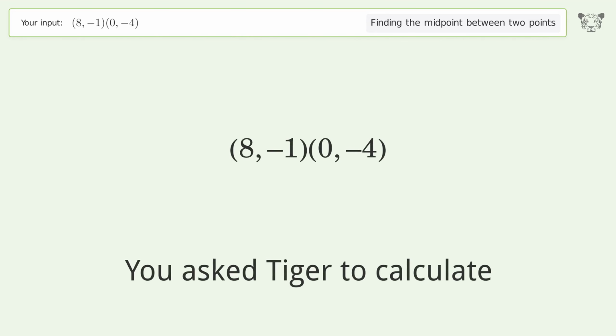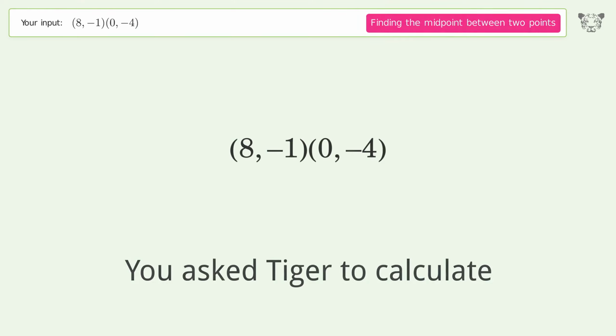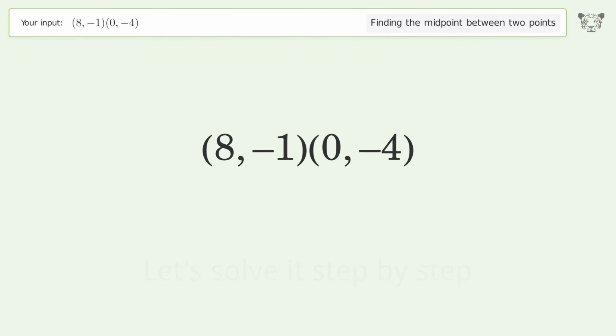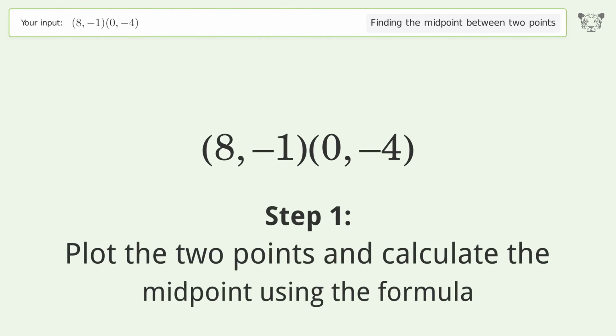You ask Tiger to calculate. This deals with finding the midpoint between 2 points. The midpoint between the 2 points is 4, -2.5. Let's solve it step by step. Plot the 2 points and calculate the midpoint using the formula.